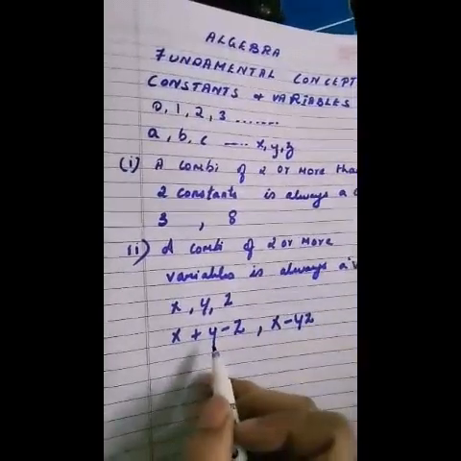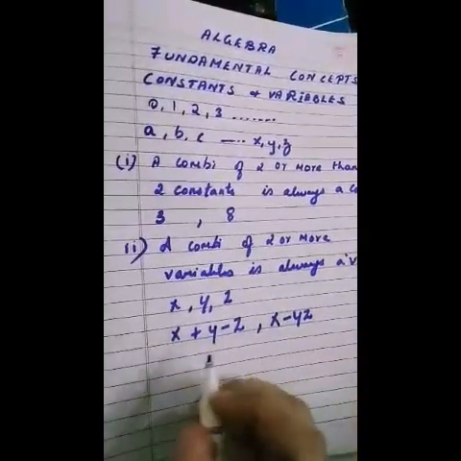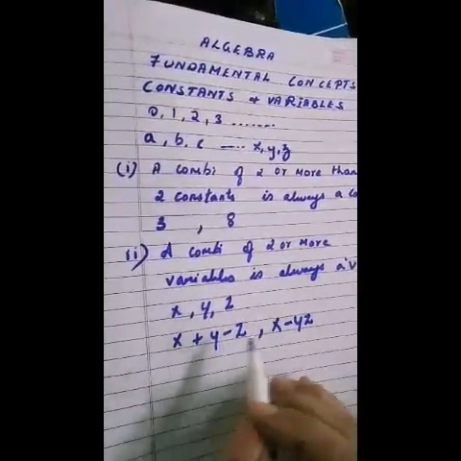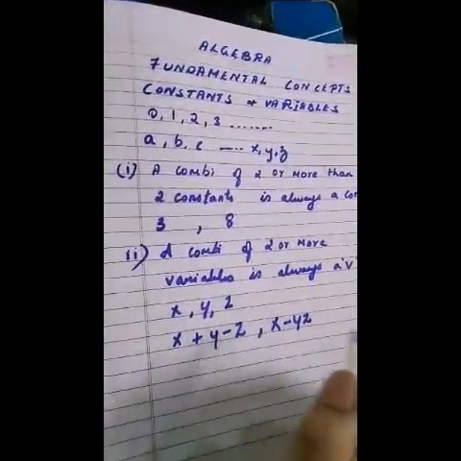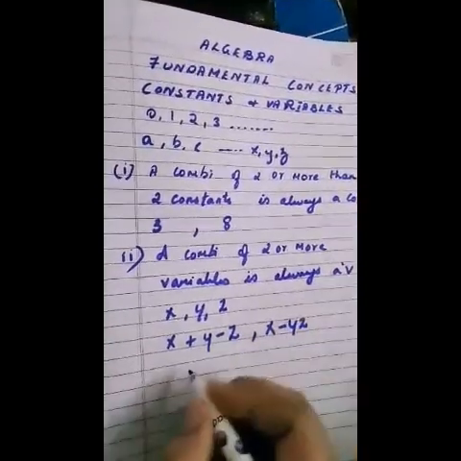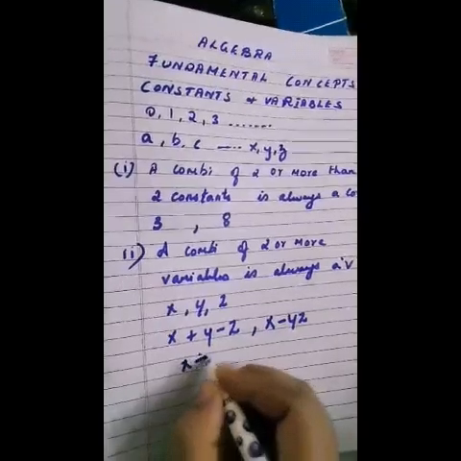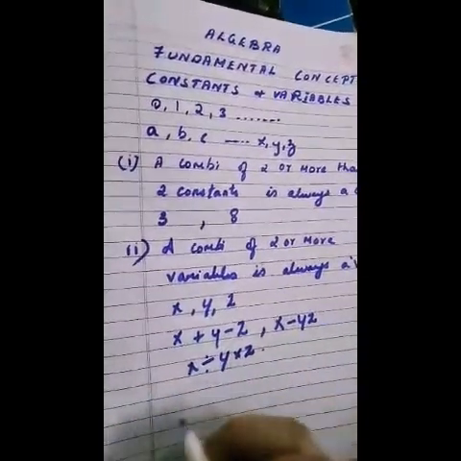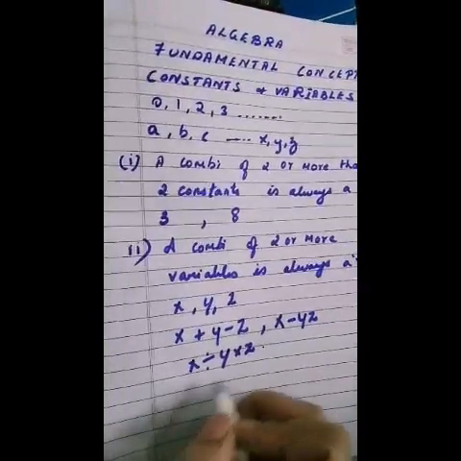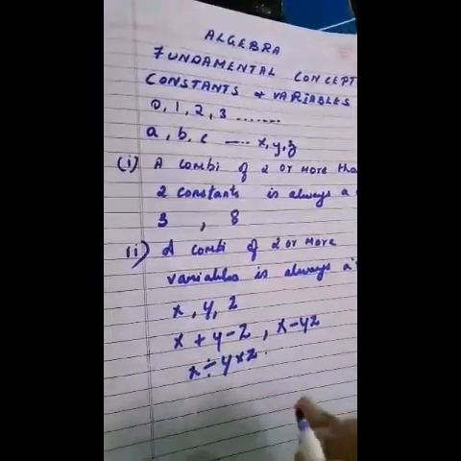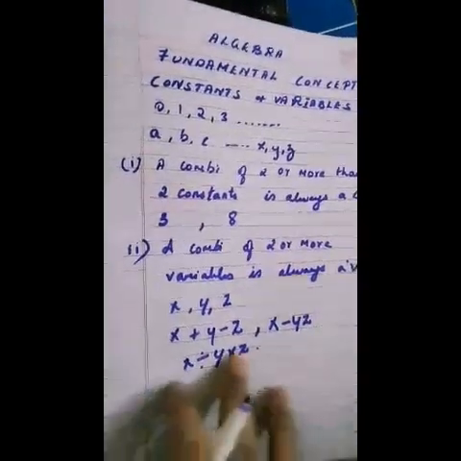Whether I add these, or perform multiple fundamental operations on these variables, the answer that I get is always a variable. Let's say if I write X divided by Y into Z, this also results in a variable.